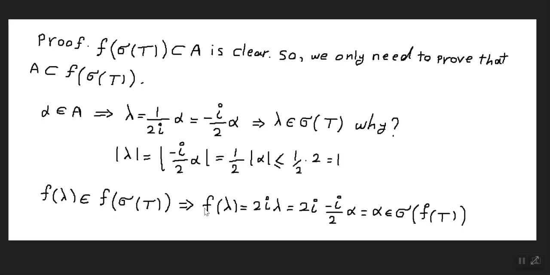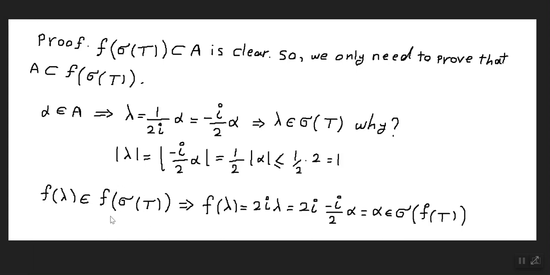But what is f of lambda? Let me calculate. f of lambda equals 2i lambda, equals 2i times this lambda, and it is easy to see that this equals alpha. So f of lambda actually equals alpha, right? So alpha belongs to f of sigma t. Of course, here I wrote sigma f of t. By the spectral mapping theorem, sigma f of t equals f of sigma t. So you can see each alpha in A belongs to f of sigma t.